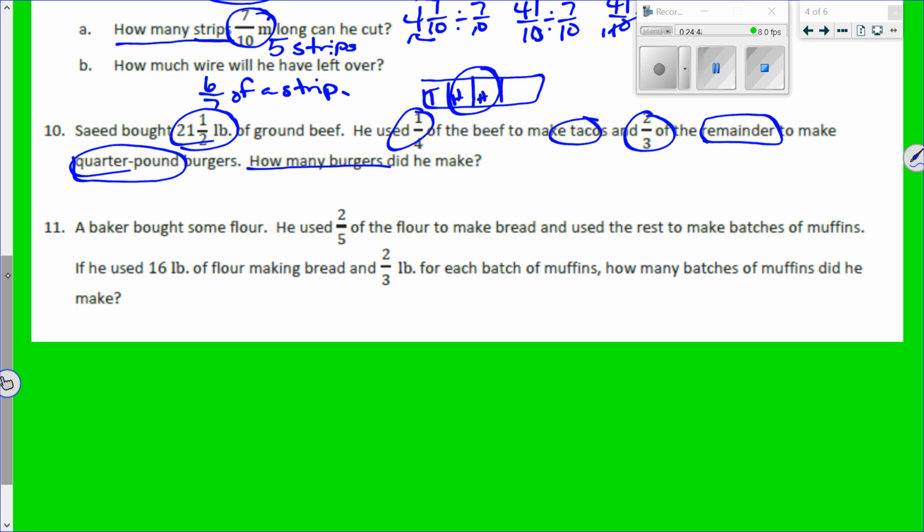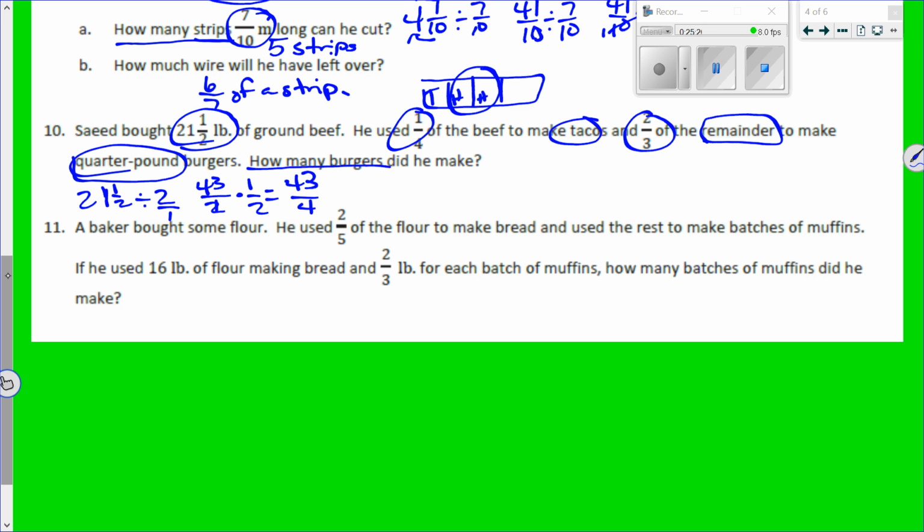So if I take the 21.5 and I divide it by 2, we have to do our slam dunks. He goes 43 halves. Then I keep, change, flip, so 2 over 1 becomes 1 half. I did it again. I don't know why. That's a 2 there, not a 1. Nothing I can reduce. That gives us 43 fourths that is being used for the hamburger patties.